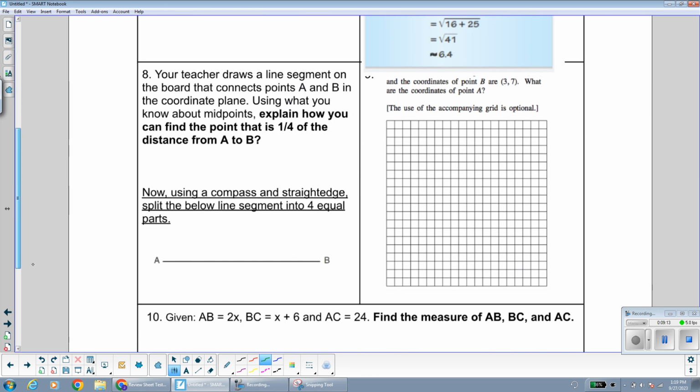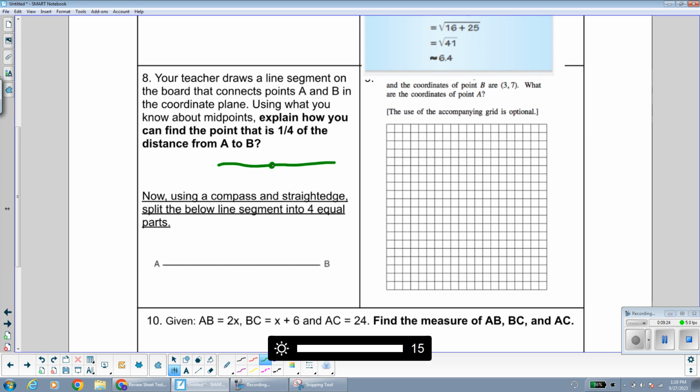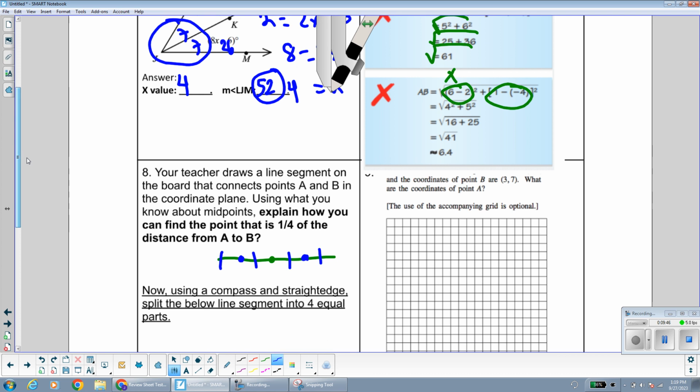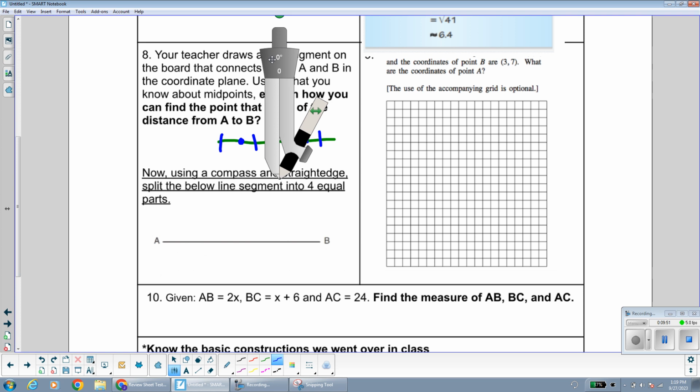Okay, moving forward, you can find the point that's 1/4 of the distance, or the point that splits your line segment into 4 equal parts, by first finding the midpoint of the line segment that will split it into 2 equal parts. And then if you take the midpoint of each of those halves, that will split it into the 4 equal parts that you need. So if we're doing this with constructions, we first need to find the midpoint. And then once we get the 2 halves, we'll find the midpoint of each of the halves. So the perpendicular bisector construction is the construction that allows you to get the midpoint.